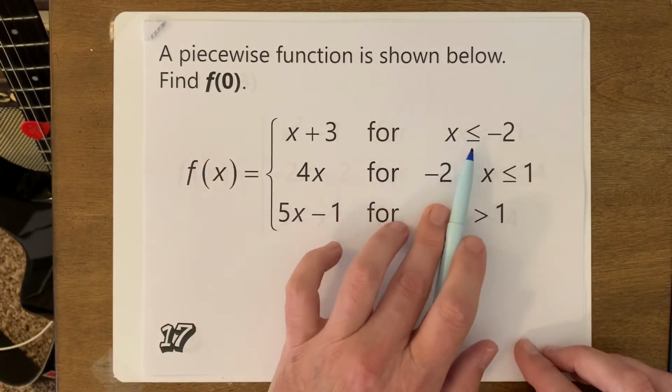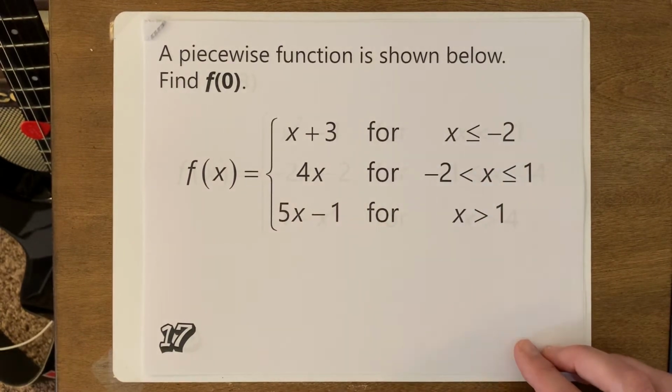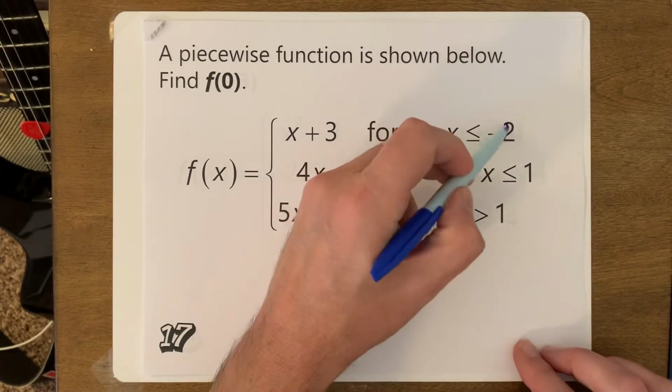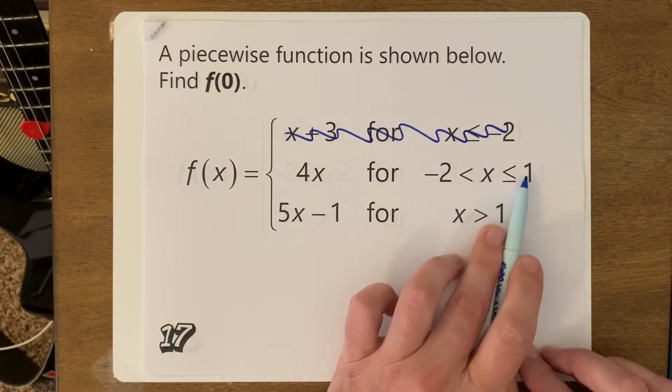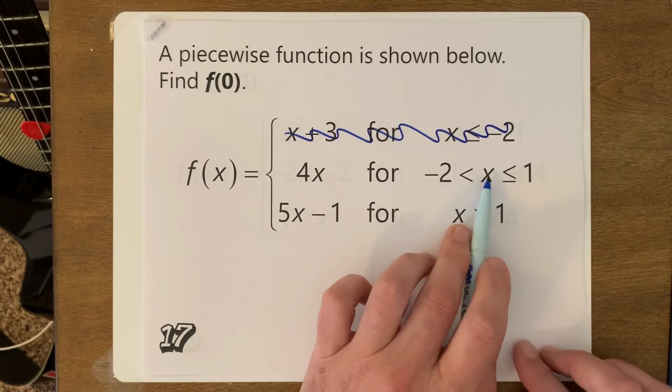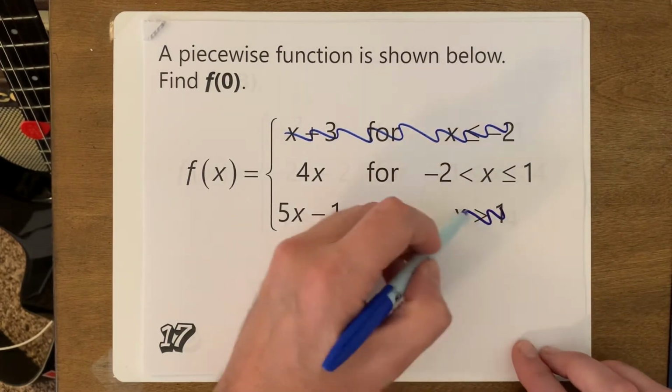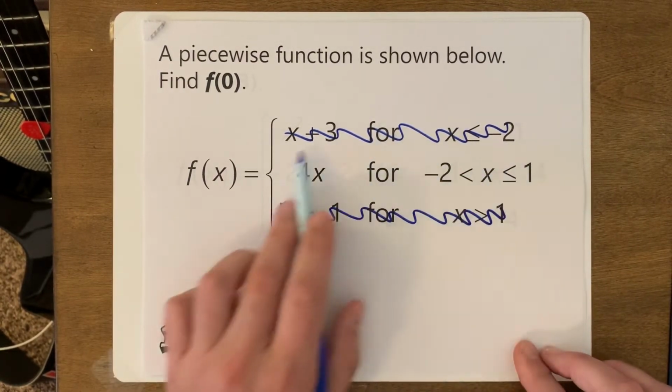So is 0 less than or equal to -2? And the answer is no, it's not less than -2. So we're going to cross through that one. Is 0 between -2 and 1? Definitely. So since 0 is between -2 and 1, we're going to cross through this one, and we're only going to use the middle one.